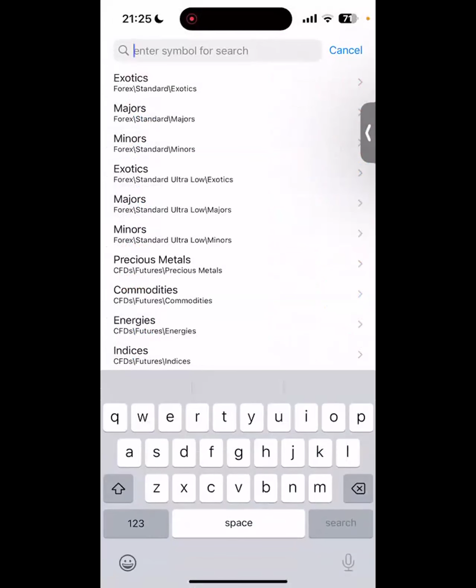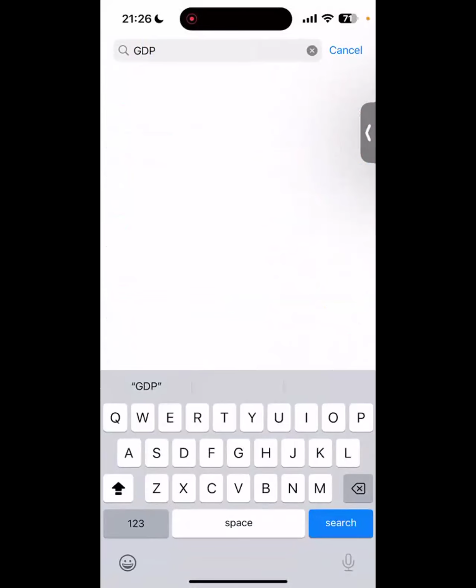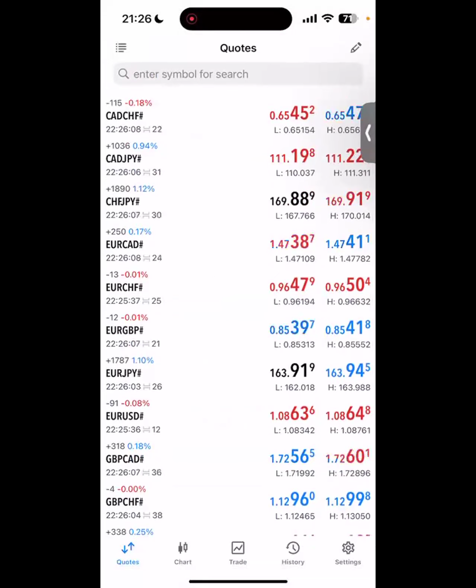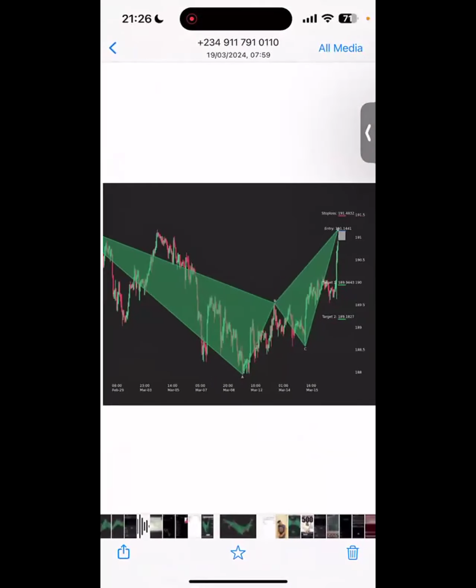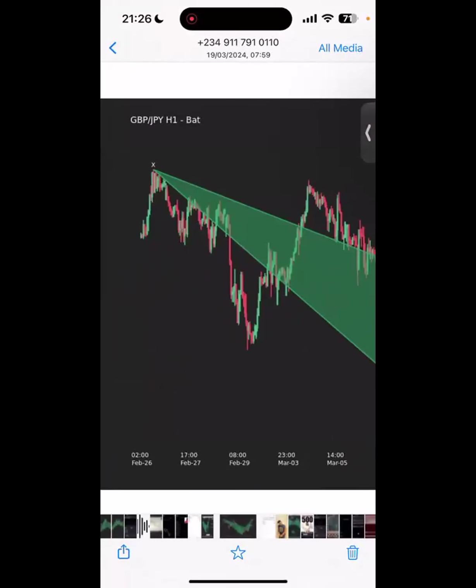I think I have to search for it because it's not here. And yeah, GBP JPY. GBP JP. No. Go back. Go to the idea and look at the idea. Yes. So take note of the pair. That's the first thing you want to do. When you see an idea, you want to take note of the pair. So go and type the pair.